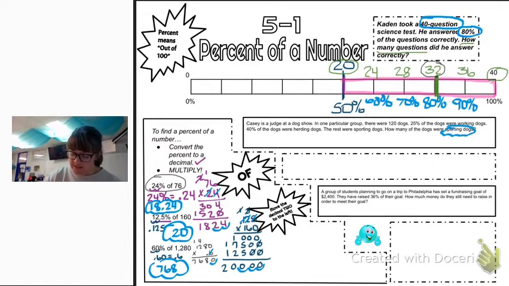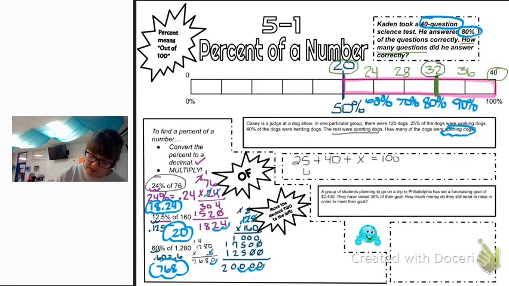Okay, we have a couple of choices here. We could find 25% of 120, and that would tell us how many working dogs there were, and then find 40% of 120, and that would tell us how many herding dogs there were, and then we could subtract those out because it says the rest were sporting dogs. So we could do it that way, but we also know that the percents should add up to 100 because that's all of the dogs. So 25% plus 40% plus whatever percent the sporting dogs are should equal 100.